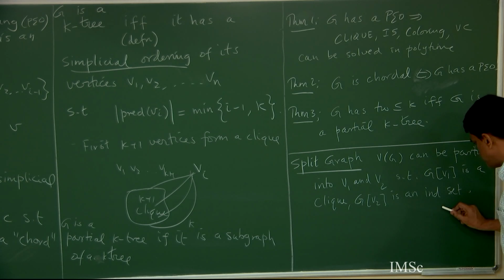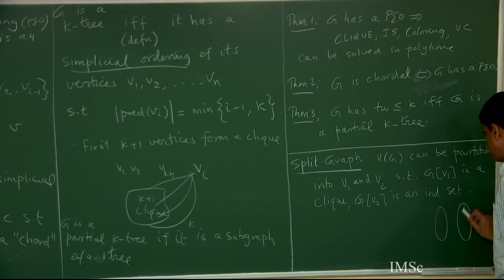Okay, so it essentially looks like this. This is a clique part, this is an independent set, and you can have any kind of edges across. So, split graphs are chordal. Is that easy to see?